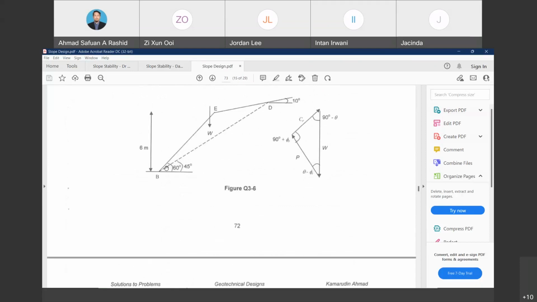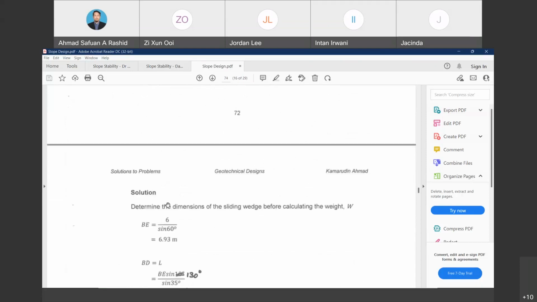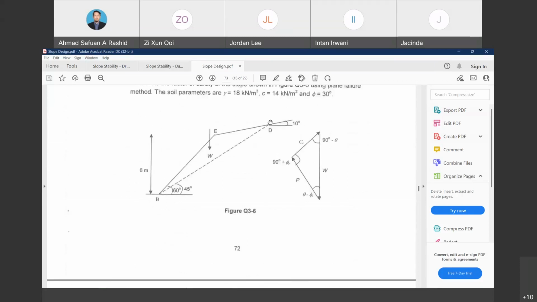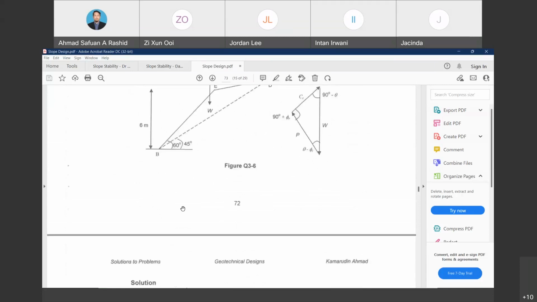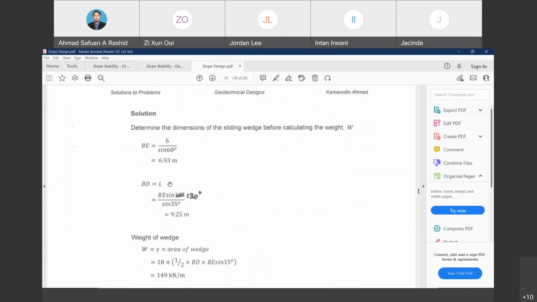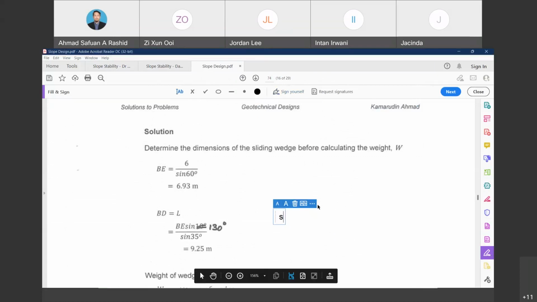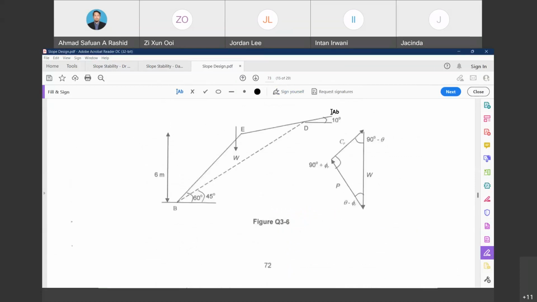So the BE we can easily get from this equation, which is 6 over sine 60. So we obtain 6.93 for the BE. Then we need to determine what is the BD. So this BD is equal to, we need to use the sine law to get the angle, to get the length of the BD.